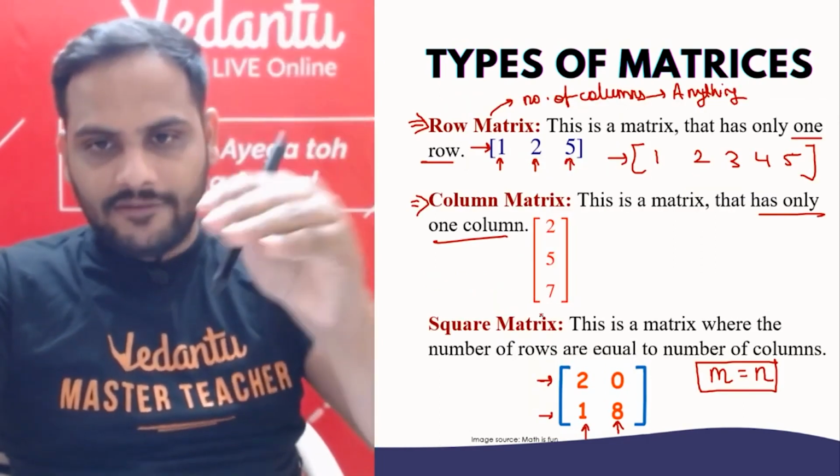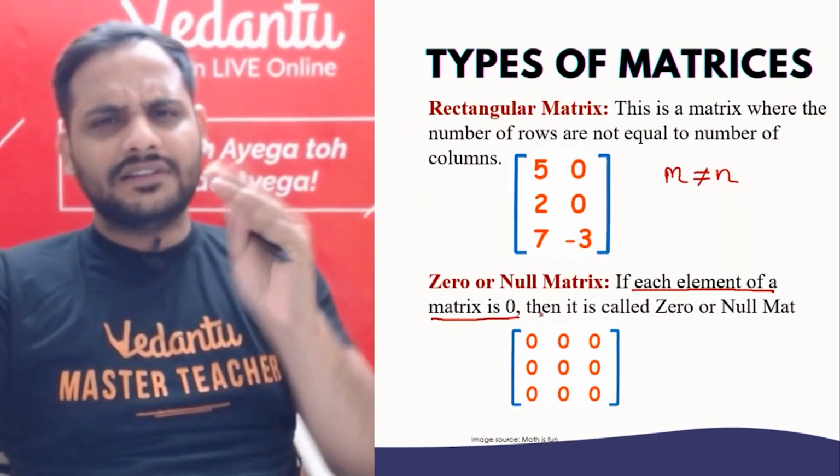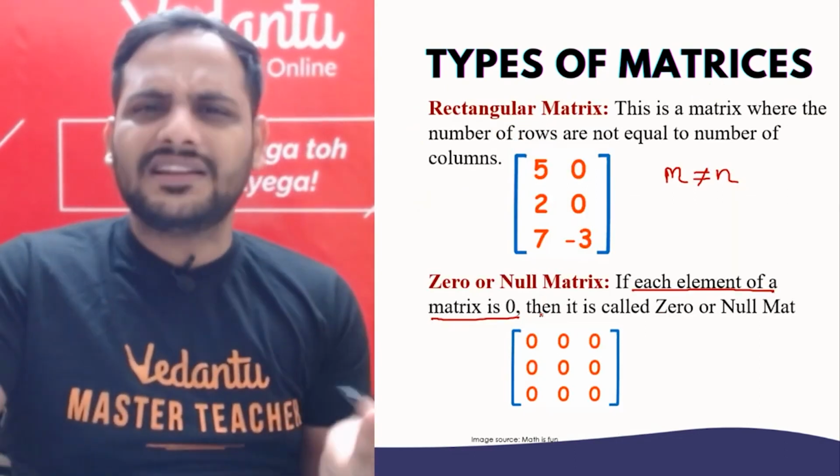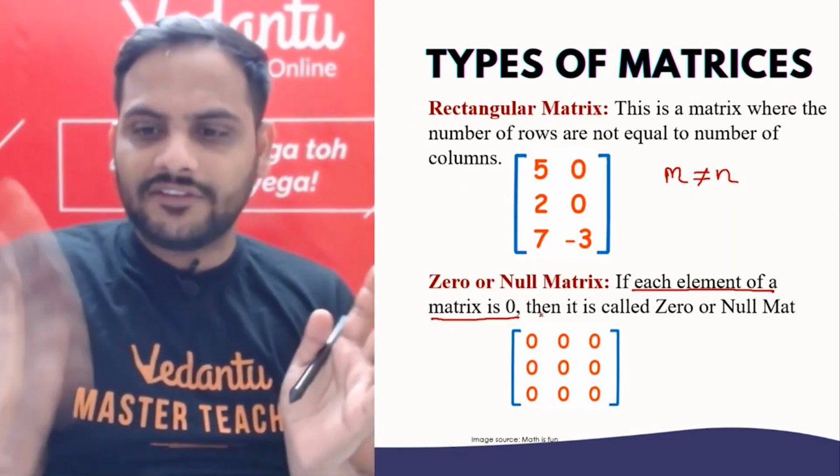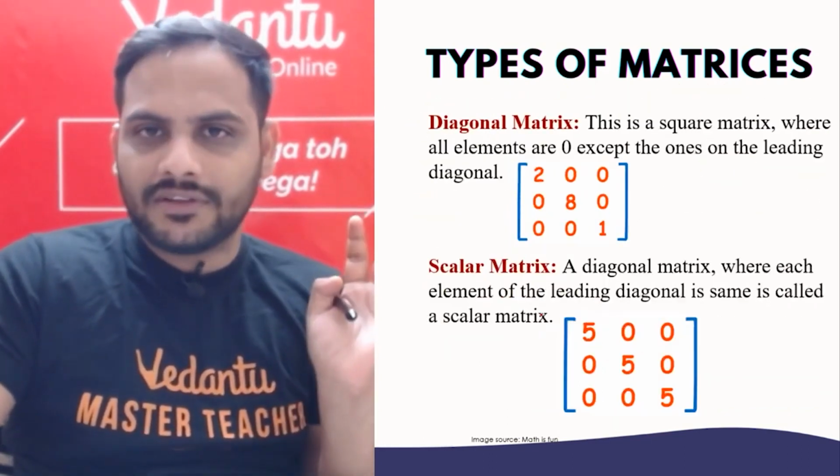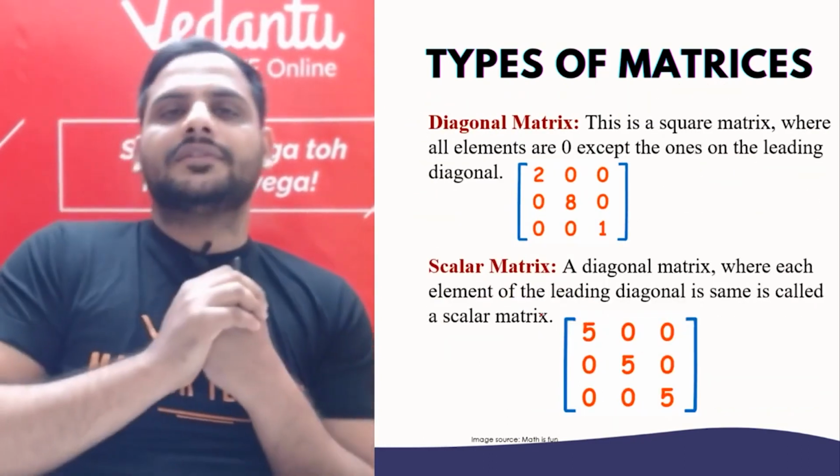Okay? So these 5 types which we have done are the easiest ones. There is nothing hi-fi. With the name only you can remember everything. Now come to the diagonal matrix.